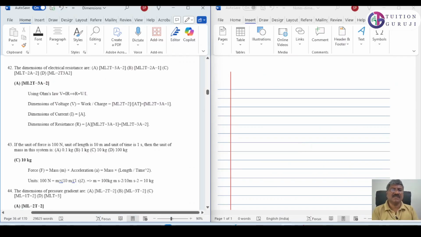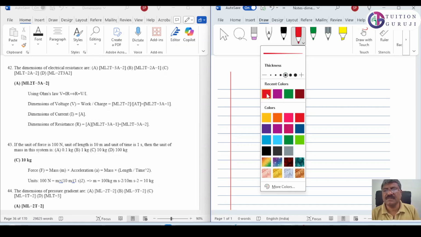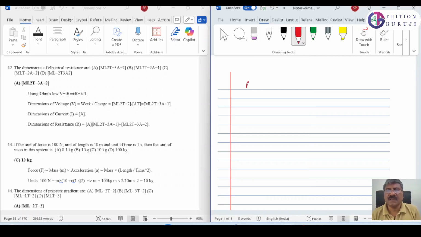The dimensions of electrical resistance are, so we have to find the dimensions of electrical resistance. What is electrical resistance? V is equal to IR, that means V by I is equal to R. So V is equal to W by Q, and R is V by I, which is W by QI. W is nothing but work. Work is ML square T raised to minus 2, divided by Q, which is A into T, and I is A. So what we will get is ML square T raised to minus 3, A raised to minus 2. This is the dimensions of resistance.